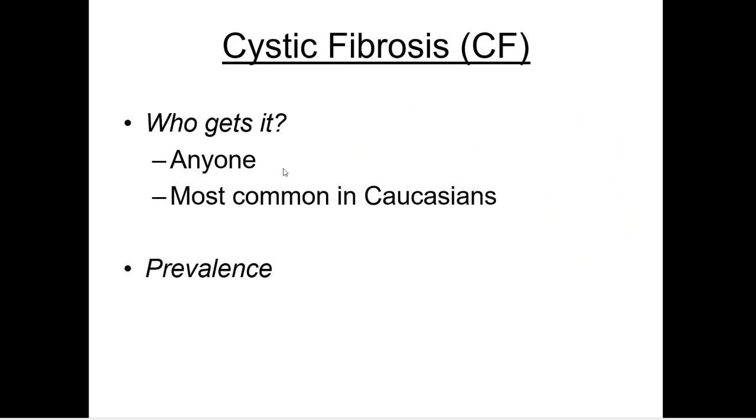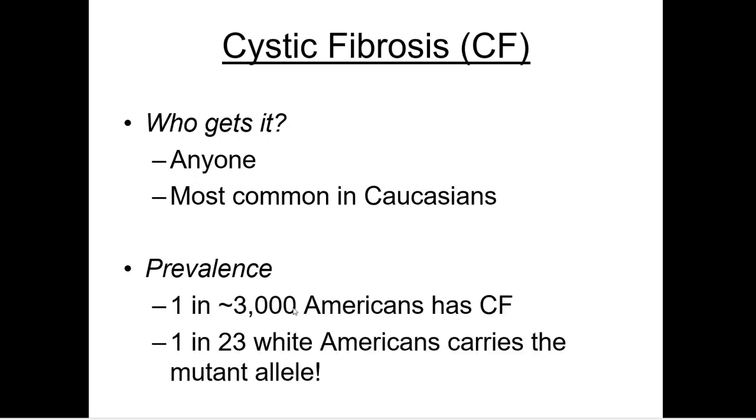Okay. Okay, who gets it? Anyone, and most common it is in Caucasians. Okay, and it actually affects 1 in 3,000 Americans, and 1 in 23 white Americans actually carry the mutant allele and can be passed on.